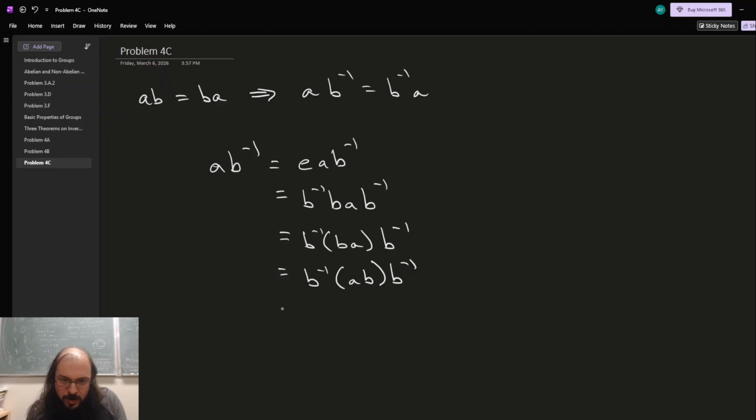And now we are ready to finish off in great style, because by once again using associativity, I can bring B and B inverse together and those cancel to get B inverse A.